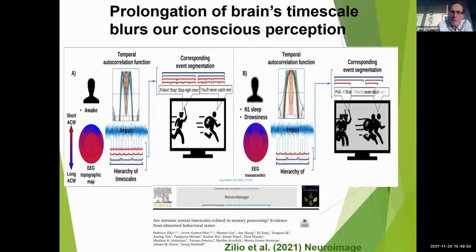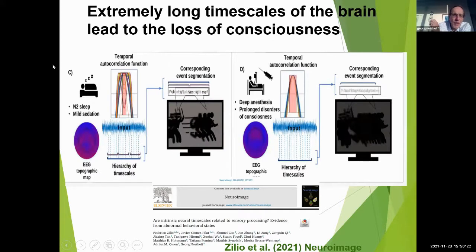these different stimuli. However, when you lose consciousness, like for instance in the early stages, like in N1 sleep, your autocorrelation window becomes slightly longer. So you no longer have the shorter timescales to really segregate the different stimuli. What happens in your perception is it becomes a little bit more blurry, as you can see here. Now, if you further prolong your timescales, meaning your autocorrelation window becomes even longer, like in N2 sleep or mild sedation, you perceive things even more blurry.